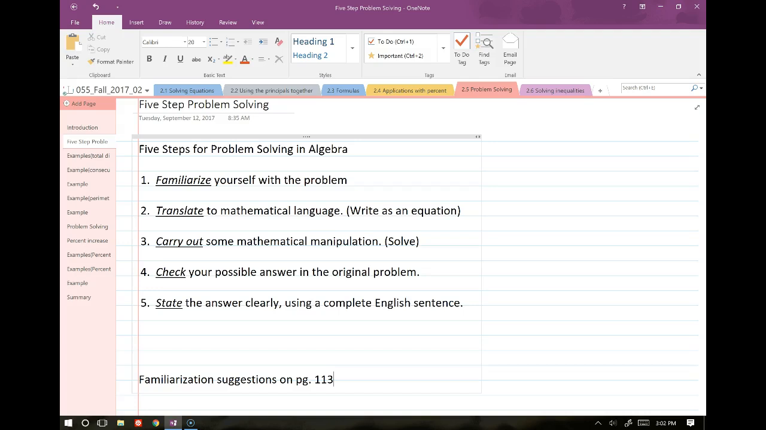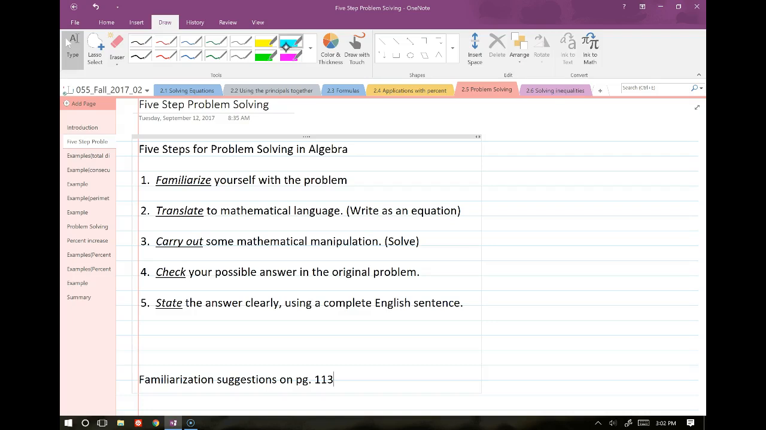So, the five steps for problem solving in algebra. Number one is to familiarize yourself with the problem. This means you look up related formulas and equations, you pick out variables, you might define variables yourself if there's an unknown that the problem's asking you about. In the second step, translate, we take all those things that we wrote down in the first step, and we use them to create our equation, right? And so we typically write a sentence out of what exactly the problem is asking for, and then translate that into mathematical language. Step three, we carry out the mathematical manipulation, otherwise we solve it. Check your answer. That's important with any problem, and we want to state the answer clearly using a complete English sentence.